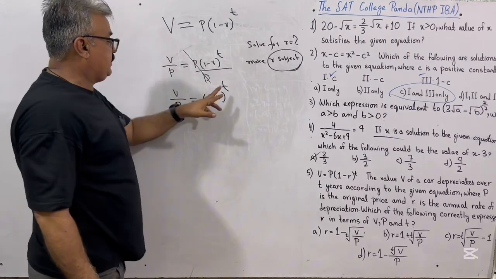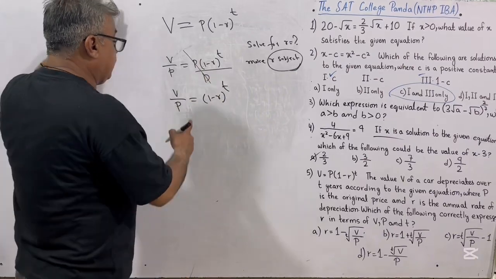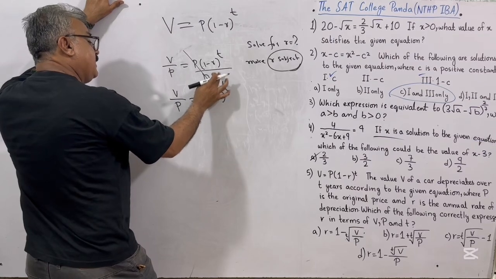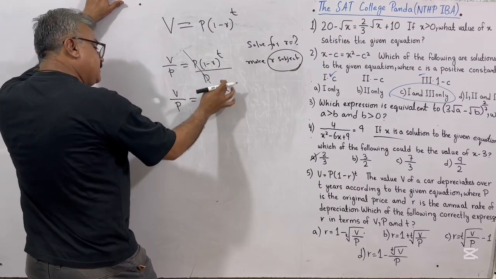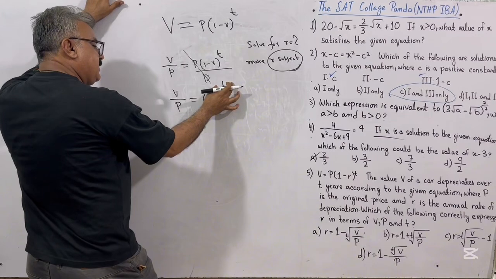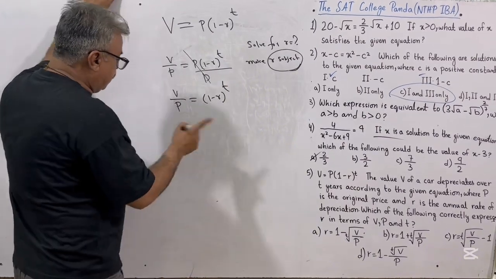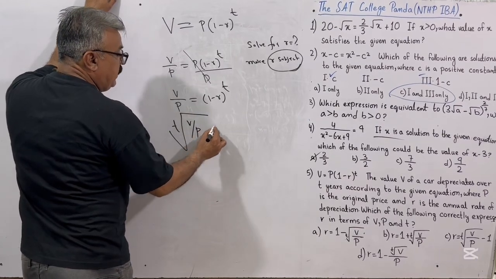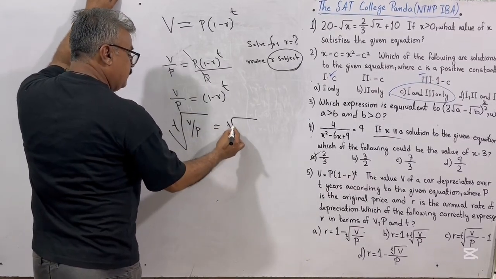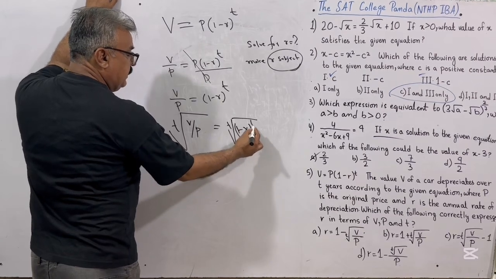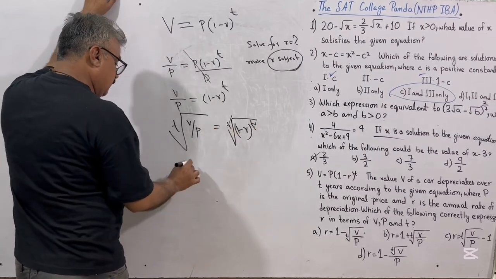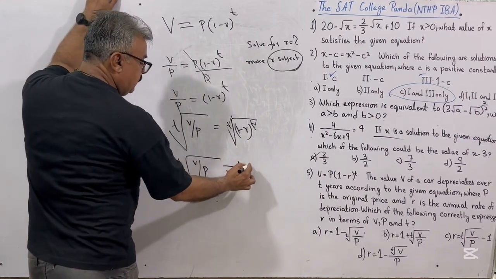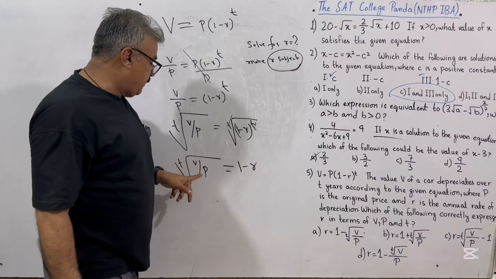To get rid of this t, taking tth root on both sides, getting rid of this overall power t on 1 minus r raised t. Getting rid of this power t, we take tth root on both sides. We have tth root of v over p is equal to tth root of 1 minus r raised t. This t and t cancelled out. We have tth root of v over p is equal to 1 minus r.